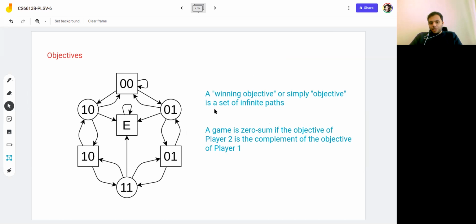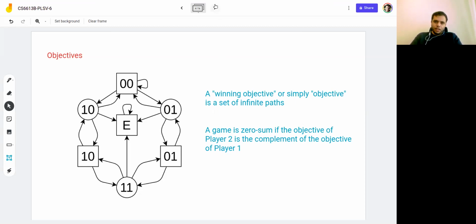So each player can have an objective, and then we say that a game is zero-sum if the objectives of the two players are basically complements of each other. So if the objective of player one is, let's say, O, then we want the objective of player two to be all the infinite paths that are not inside of O. So if this holds, then we say that the game is zero-sum. The idea is that if you have a zero-sum game, you always have a winner when you know the outcome, right? So either the outcome is in the objective of player one, in which case player one has won the game, or the outcome is in the objective of player two, and player two is the winner.